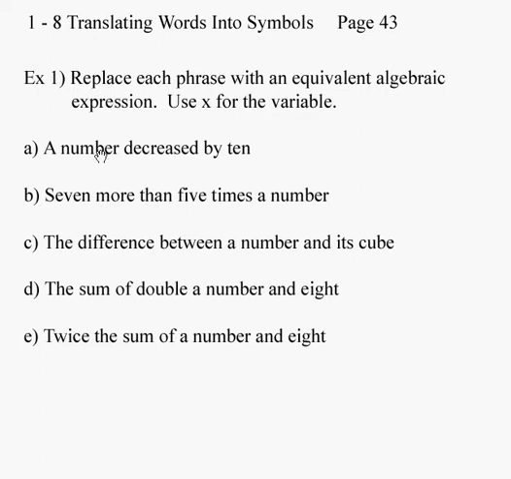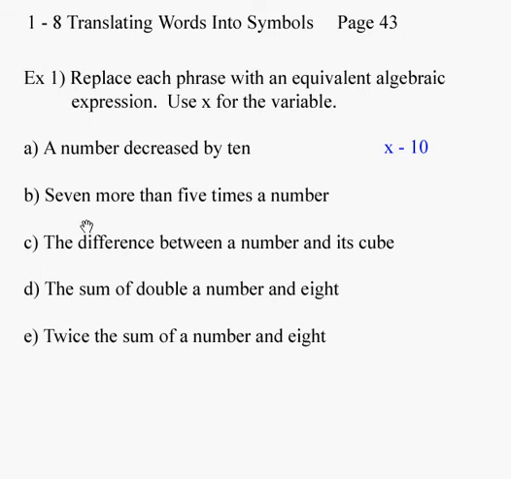So example 1, we're going to take each phrase in English and replace it with an equivalent algebraic expression. Remember, an expression is not an equation, so we're not looking for equal signs. To keep things simple, we're going to use x as the variable for all of these. So example 1a, the number is going to be represented by x. Decreased by, if we recall from Algebra 1, that's representing the operation of subtraction. So far it's x minus, and then the quantity here that we're subtracting is 10. So x minus 10 is our expression.